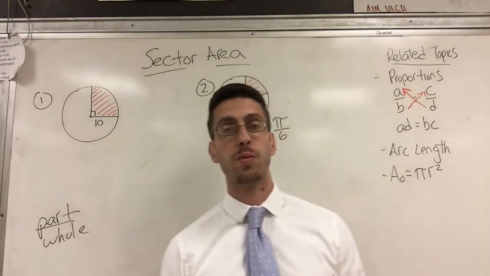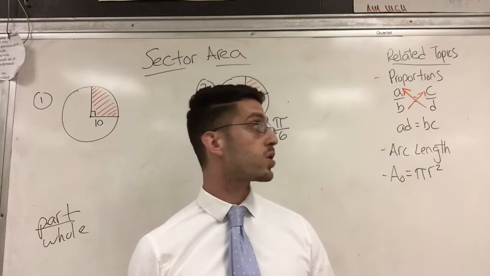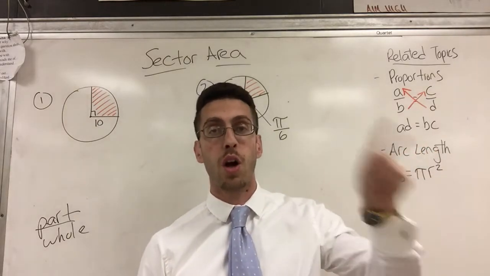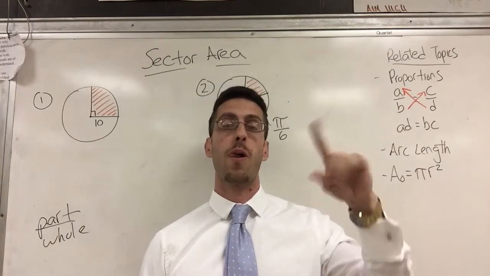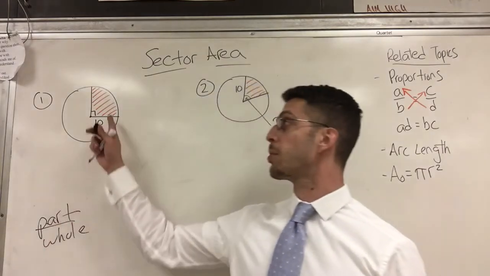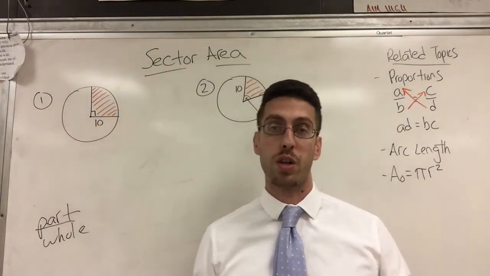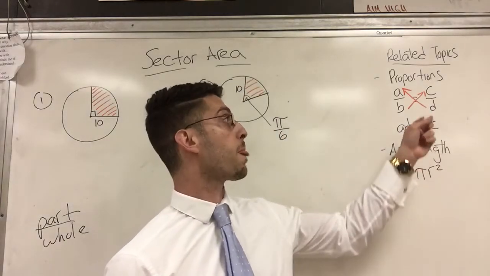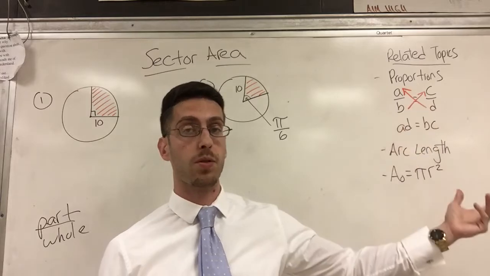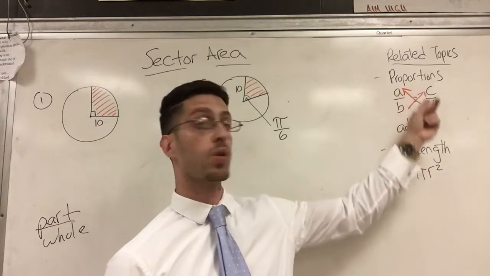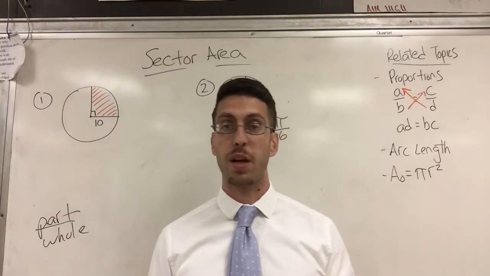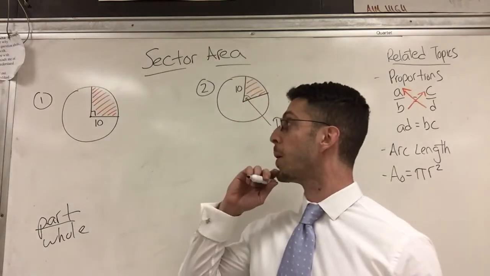So hopefully you're already comfortable with that and you've seen my videos on arc length. Because arc length is also part over whole. That's the part over a whole circumference. This is going to be part over a whole area. So you've got to know the area formula this time, and that's pi r squared. Obviously, you should know proportions from middle school. If you have one fraction equal to another fraction, that's a proportion. And how do you solve? You cross multiply.